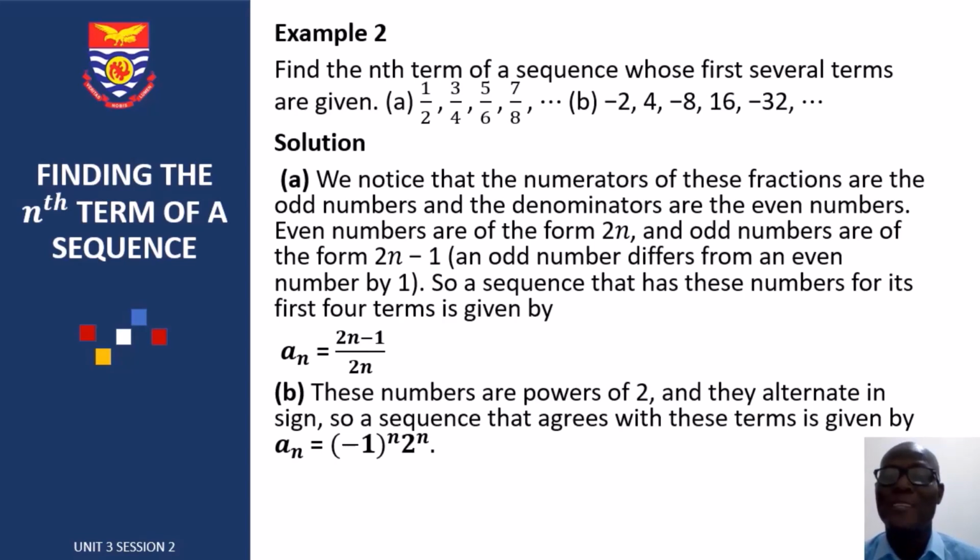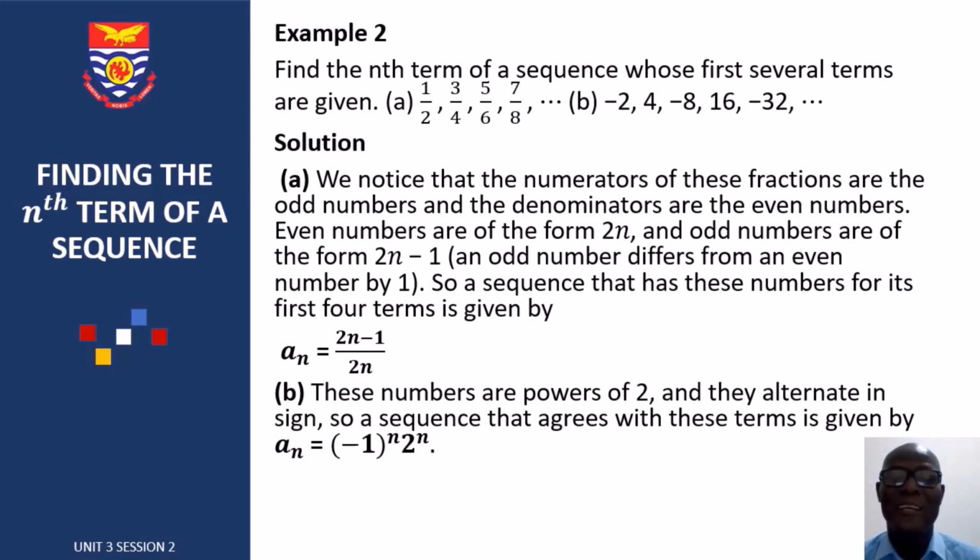When we want to find the second term, we put 2 in place of n. So A subscript 2 equals (-1)^2 times 2^2. Now, negative 1 to the power 2 will be positive 1 because the exponent is an even number. So we have 1 multiplying 2 to the power 2, which is 4. So 1 times 4 is 4.